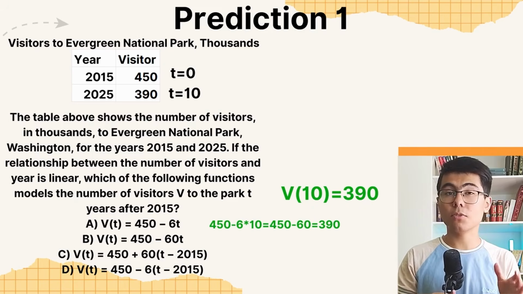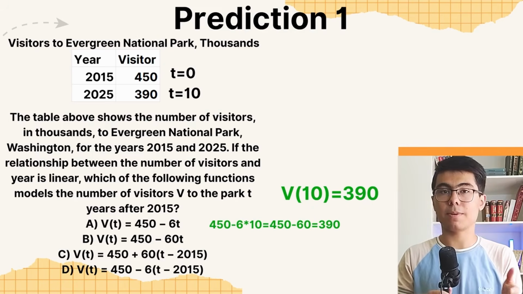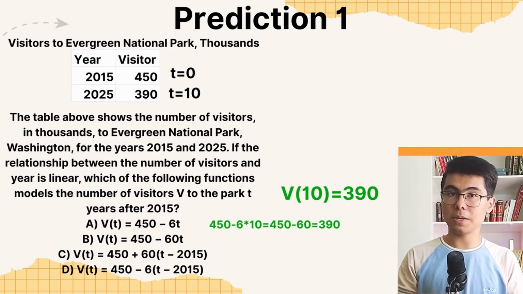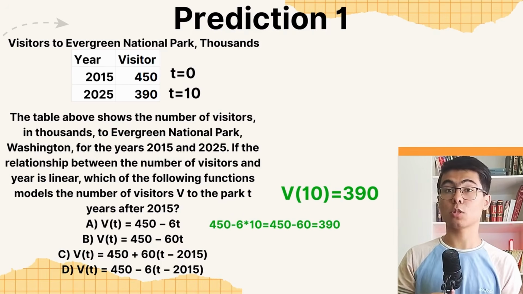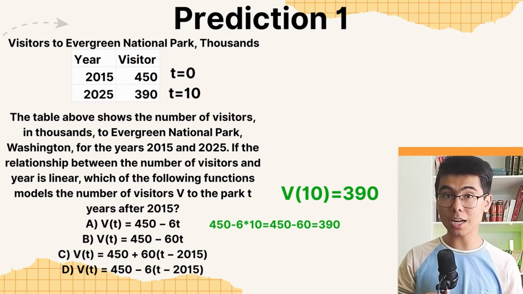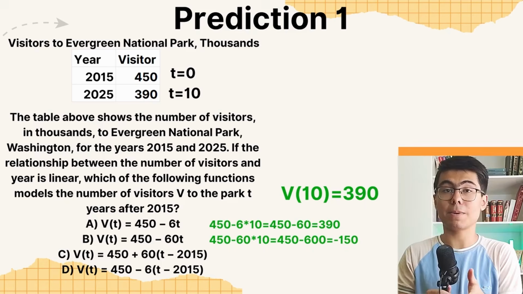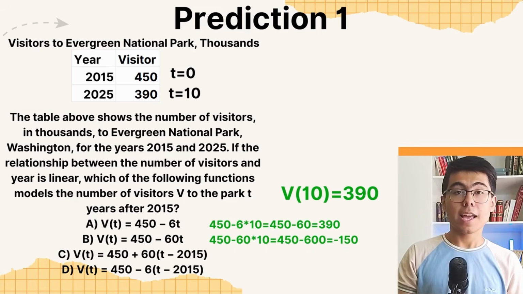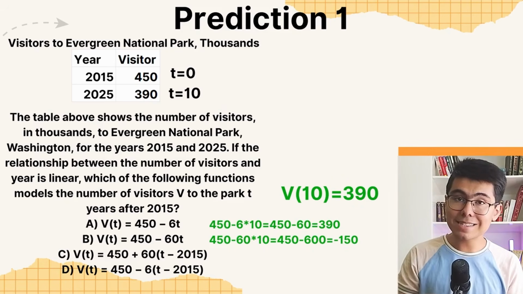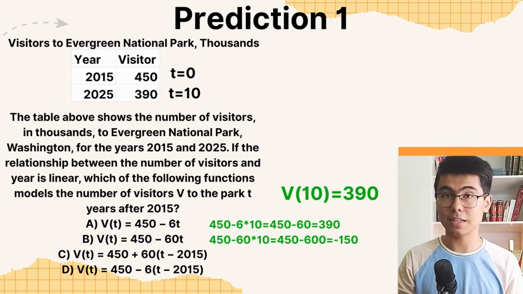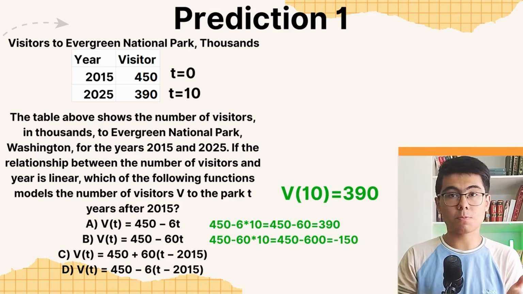Choice A, 450 minus 6 multiplied by 10. So that would be 450 minus 60, which equals 390, which is something that we want. Choice B, 450 minus 60 multiplied by 10. And that would be 450 minus 600, which equals negative 150, which is not something that we want. So this confirms it. A works perfectly.